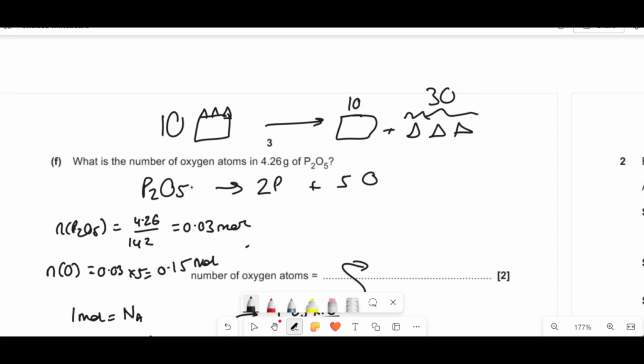So it's the same principle here. That's why you can just split into these things. Each one of these numbers here is the moles of every single part.